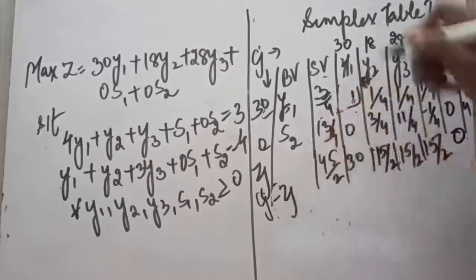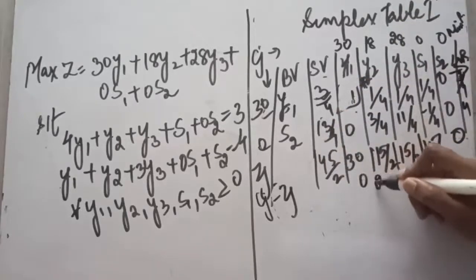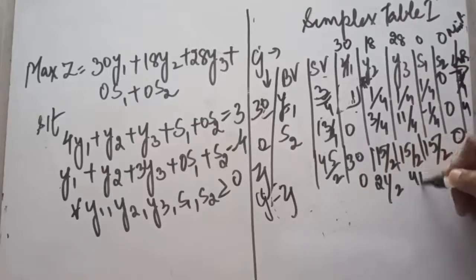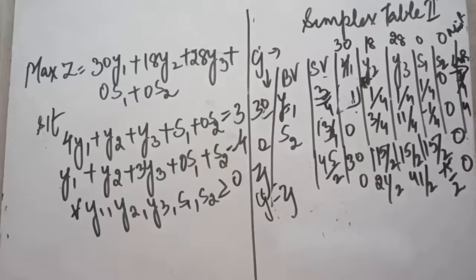Then Cj minus Zj will be 0, 21 by 2, 41 by 2 and minus 15 by 2. So still positive values exist, so again the highest will be taken. Like this we will create our simplex table 3 as well. In simplex table 3 also you won't be able to get the answer. Then we will have to move on to simplex table number 4.